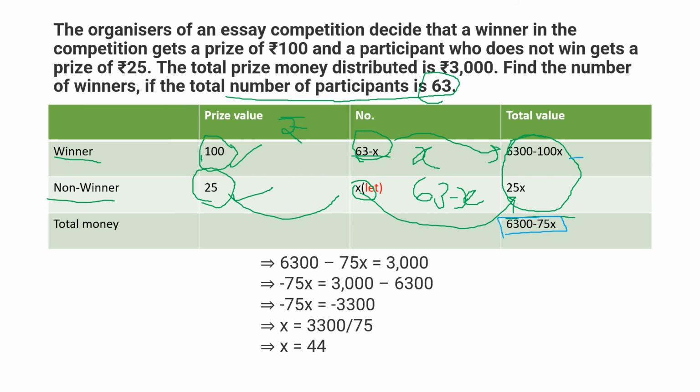On adding these two, we are getting this value, and it is given that the total prize money distributed is 3000 rupees. So that means this value is going to be equal to 3000, and on solving you will get x as 44. That means the winners will be 63 minus 44, which are 19 in number.